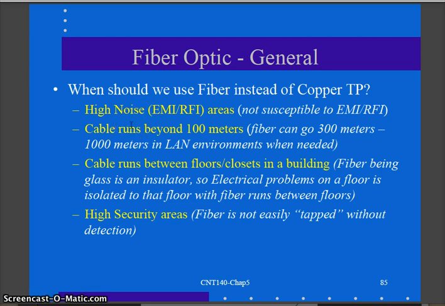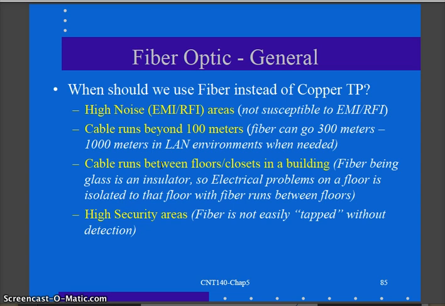If I need to go beyond 100 meters, twisted pair is limited to 100 meters. If I have to go beyond 100 meters, I pretty much need fiber to do it. I can do 300, 400, 500 meters with just plain old multi-mode fiber. I can move over to single mode and get a few kilometers if I need to. Typically, between my floors or closets in my building, I'm going to use fiber.